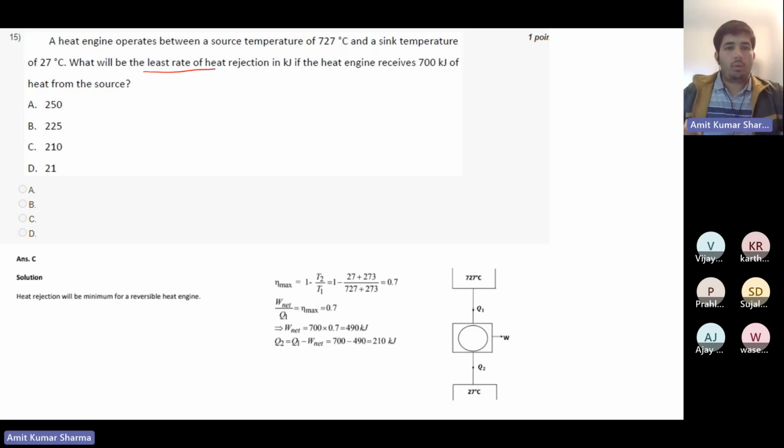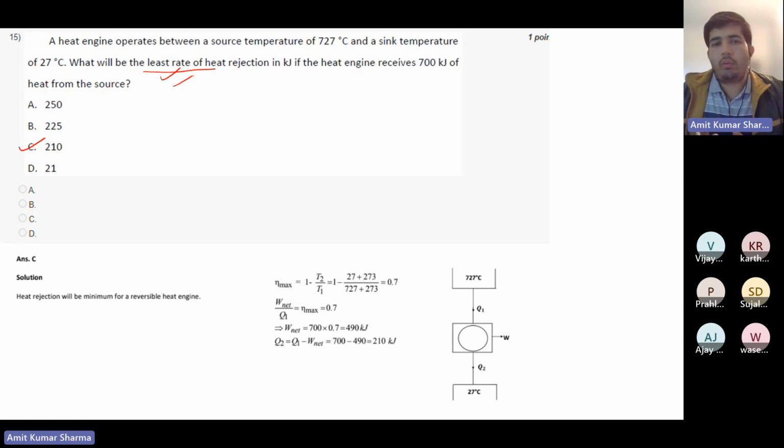Okay. So the answer is 210, the least rate of heat rejection. Correct. The main point in this question is the least rate. When will you get the least rate? Whenever you have the highest efficiency, meaning Carnot efficiency, there will be the least rate of heat rejection.